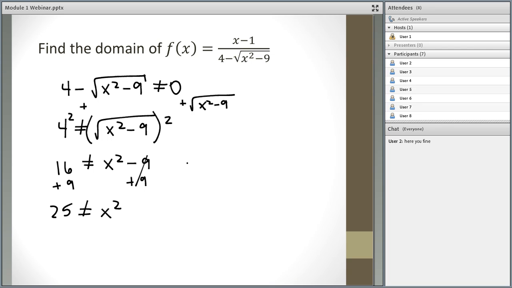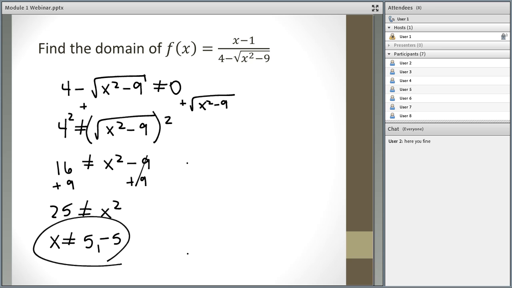So what can x not be? The idea is I'm going to take the square root of both sides. And when I take the square root of a number, I always get a positive and a negative value. So I get that x cannot be 5 and it cannot be negative 5. So that's one part of our domain. I'm going to put a circle around this because we will come back to that in a minute.